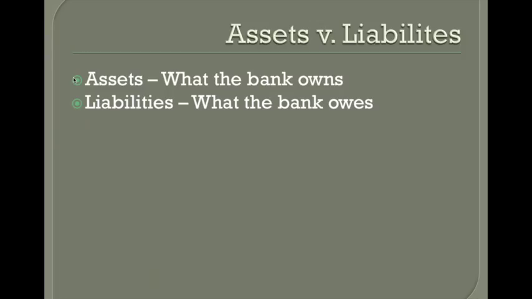Alright, so the first two things you need to know are just some vocabulary, assets and liabilities. So we talked about that before. Assets is what you own, liabilities is what you owe. And when we're talking about a bank, it's the same thing. So assets are going to be what the bank owns, what they have control over, and liabilities are basically what they've been entrusted with, but they might have to pay back.